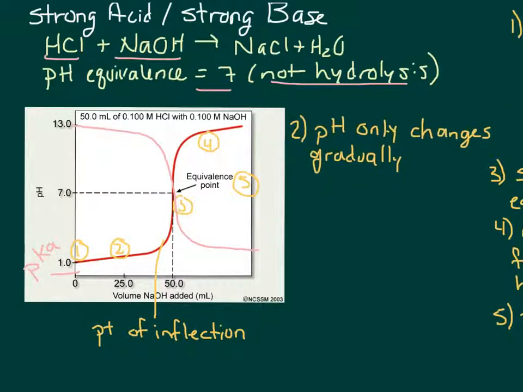Step 2. The pH only changes gradually as we're starting to titrate. So we're starting to add our base to our acid, and you're going to see a gradual increase, but it's not a large increase. It's until it hits what's called the point of inflection.